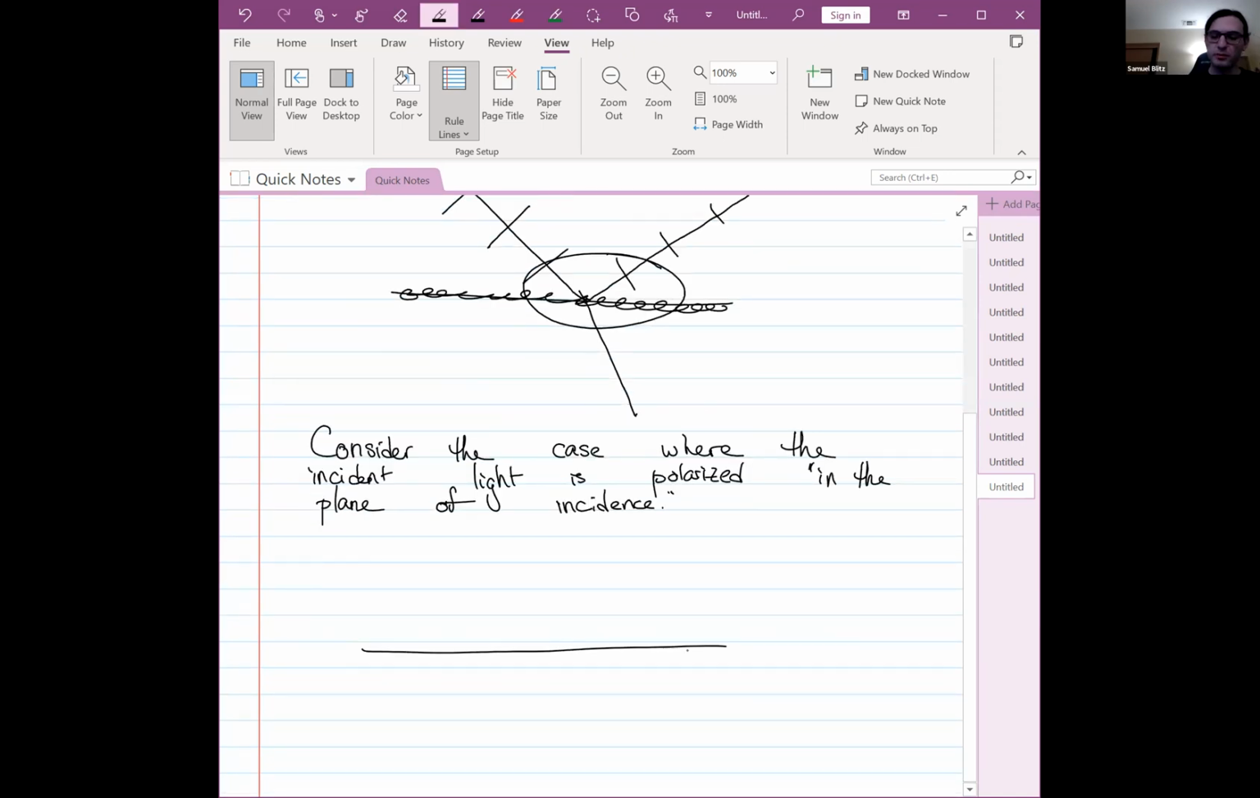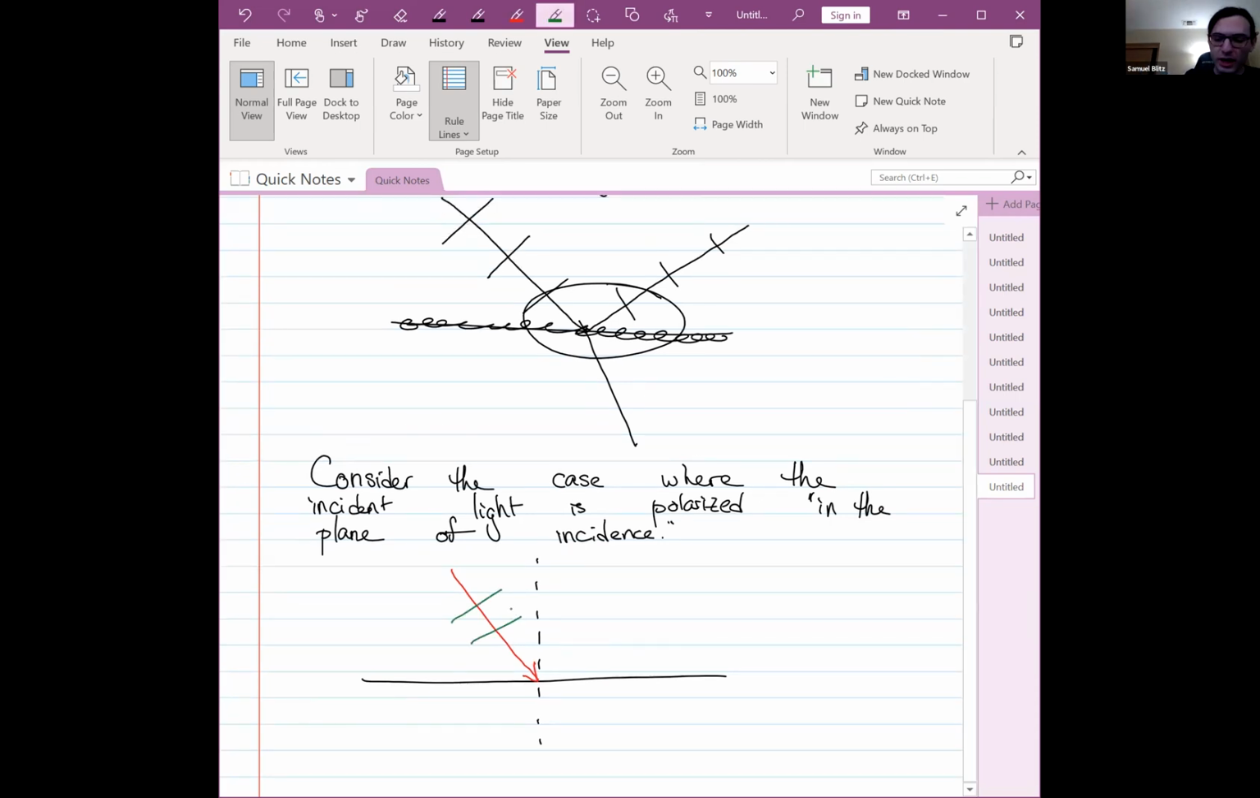So you have your interface, right? You have your perpendicular. If you have a light wave that comes in, let me draw it in red. It could have a whole bunch of polarizations, right? We know that a light wave is a transversely polarized type of wave. So the polarization could be this way, but it could also be into and out of the screen, as long as it's perpendicular to the direction of motion. We're going to consider the case where the wave is polarized in the plane of incidence.